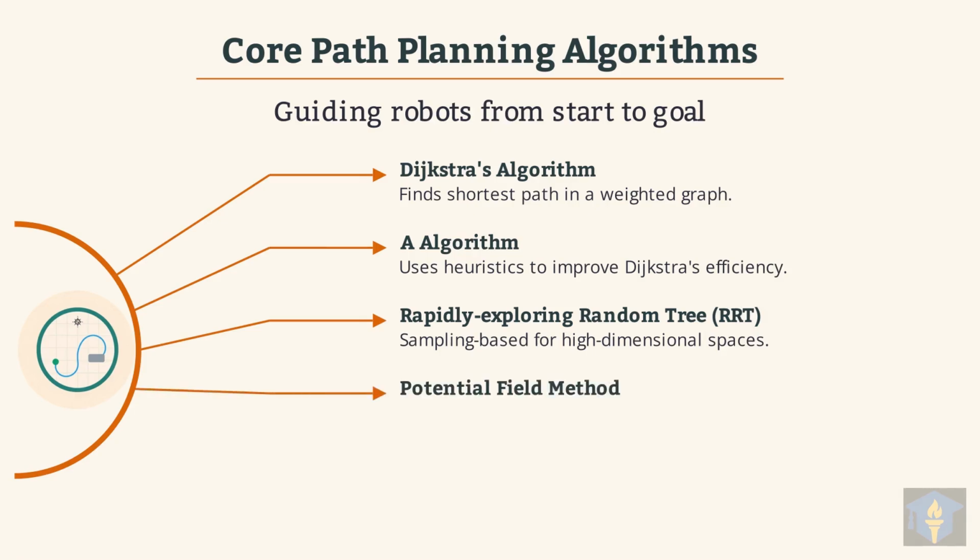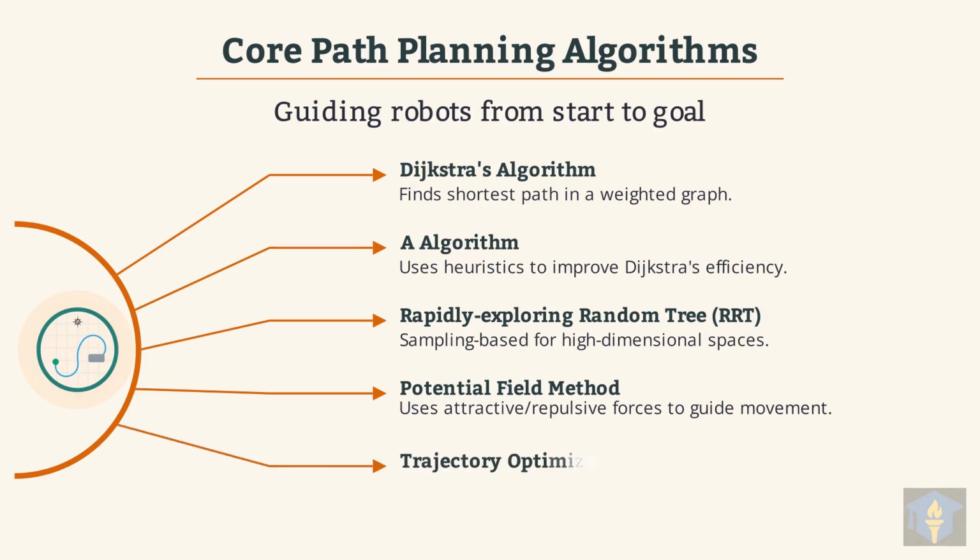Another approach is the potential field method, which uses attractive and repulsive forces. It guides movement by creating virtual attractive forces towards the goal and repulsive forces from obstacles. Finally, trajectory optimization refines the entire path for optimal performance. This method optimizes the entire path to ensure it is smooth, efficient, and dynamically feasible for the robot.